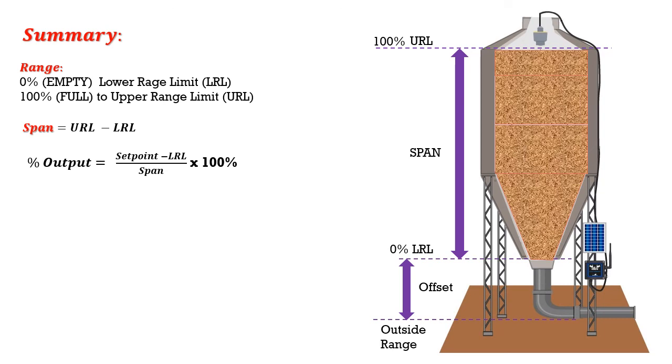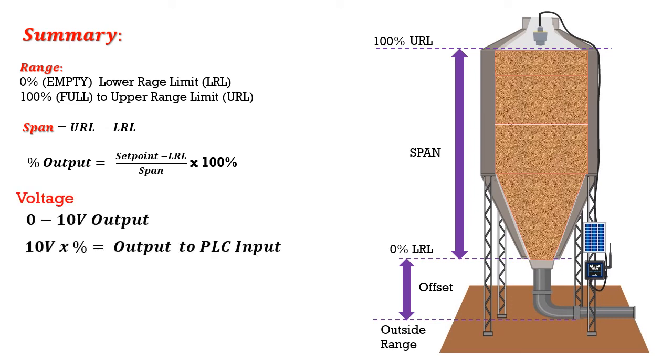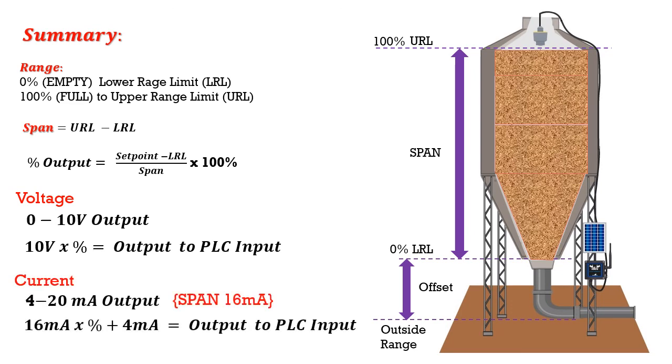We can then, once we have our span, calculate what the percentage is of whatever it is that we're trying to measure, of where we are in our set point with respect to how much we actually have. We can then take our percentage and use that to either calculate a voltage output or calculate a current output. So I hope this helps.